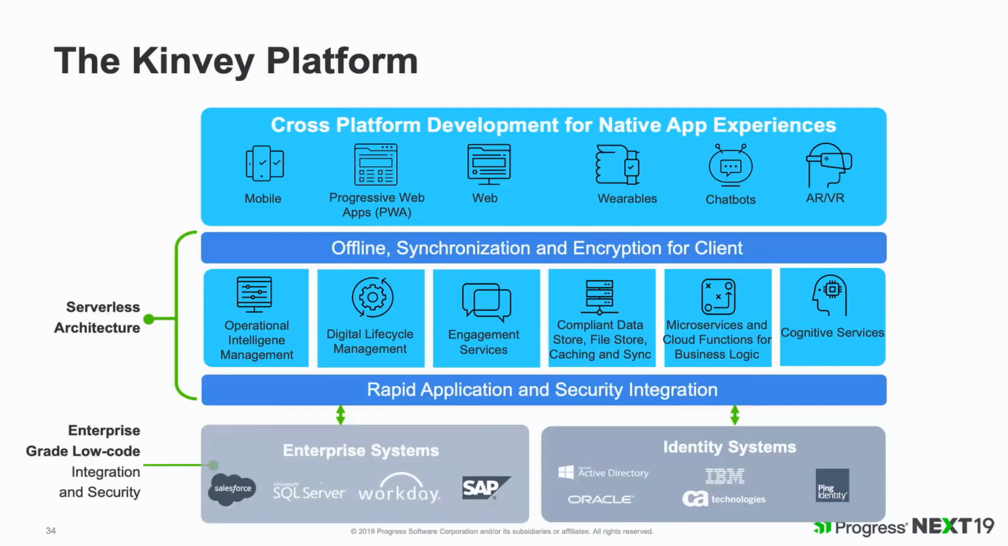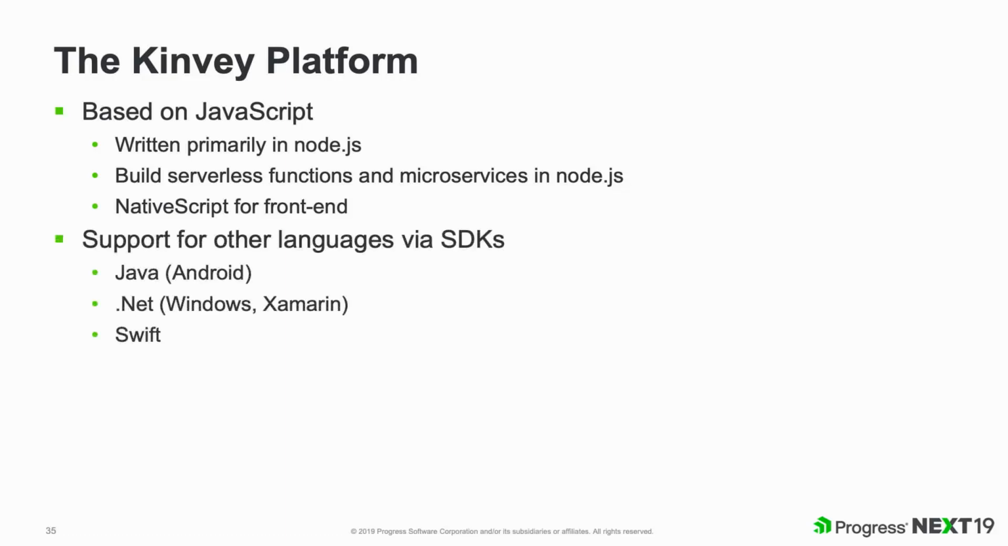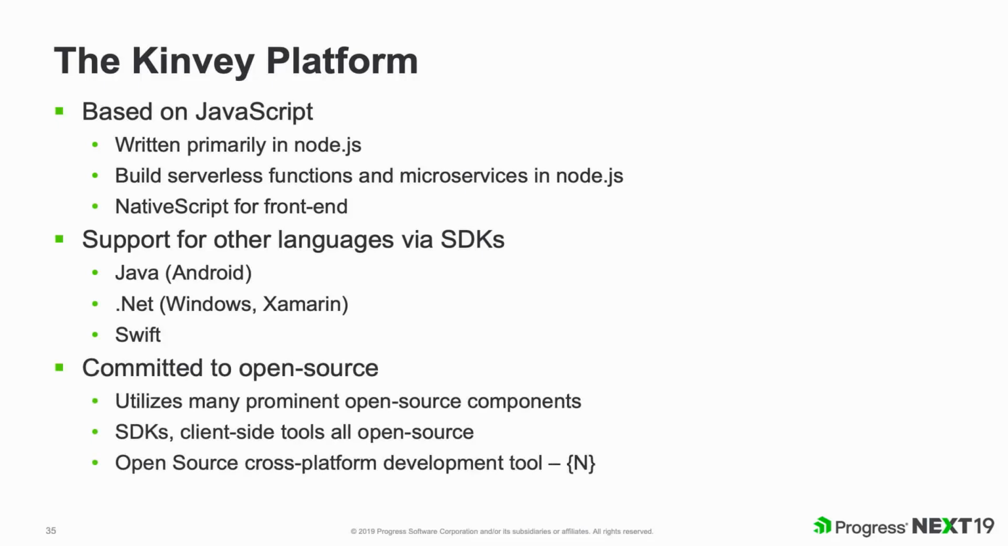And so, just a quick discussion of the Kinvey platform and how we utilize some of these services. For the Kinvey platform, we chose JavaScript. It's written primarily in Node.js. As a developer, you can build serverless functions and microservices in Node.js and use NativeScript as a front end for your front-end development. We also support other languages via SDKs for specific use cases, such as Java, .NET, and Swift.